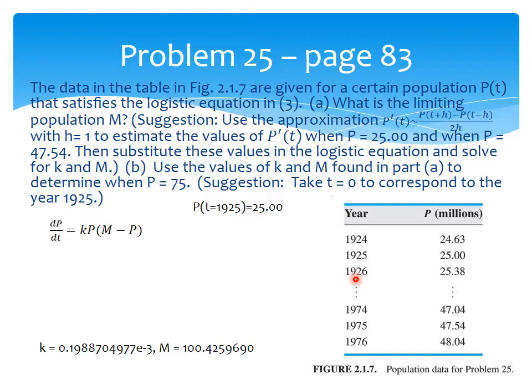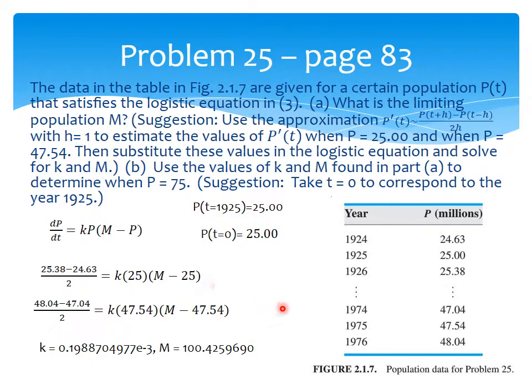Okay, so our initial condition is 1925, so I'm going to say t equals 0 at 1925. And we have a population of 25 million. So I'm going to plug that into my differential equation right here. I'm going to approximate the derivative by taking the population in 1926 and subtracting the population in 1924 and dividing by 2 years. I know the population at that time is 25 for 1925. And so that gives me an equation in terms of K and M. But it's one equation and two unknowns, so I need another equation.